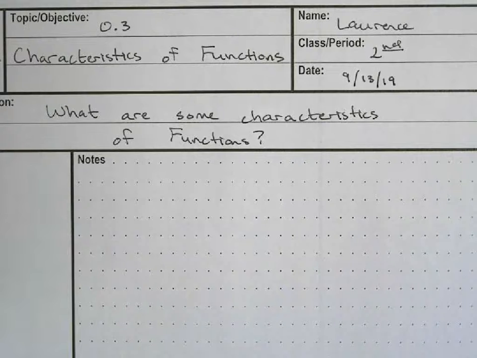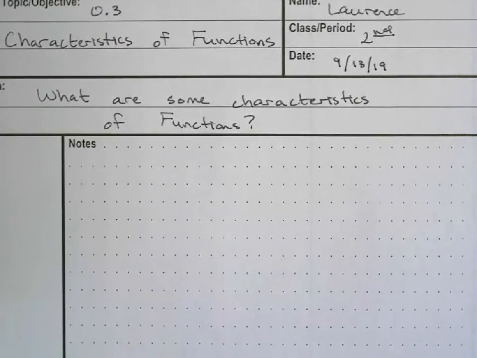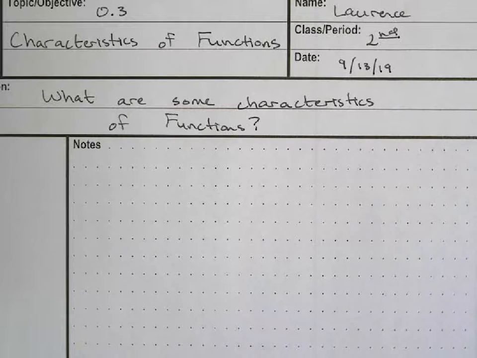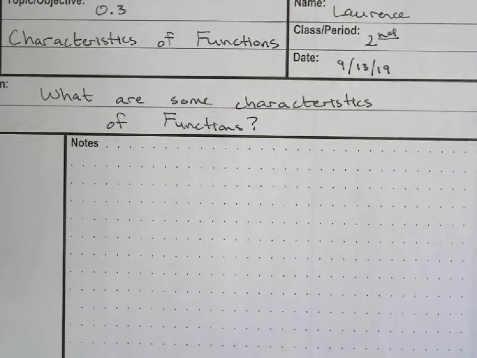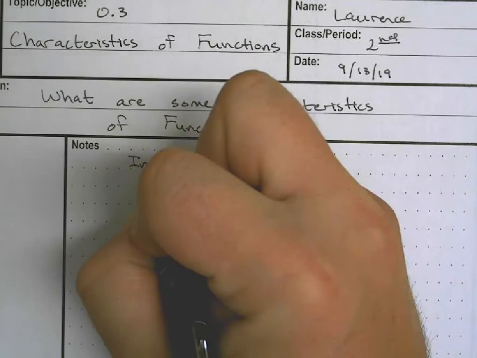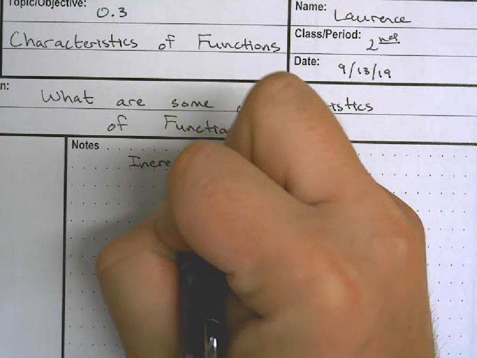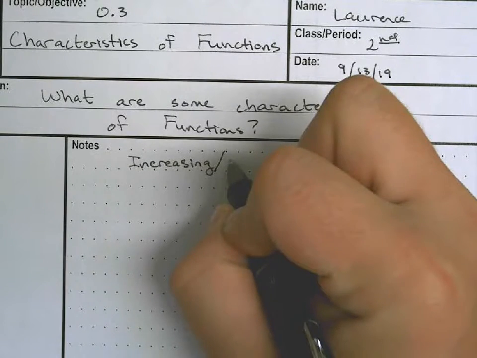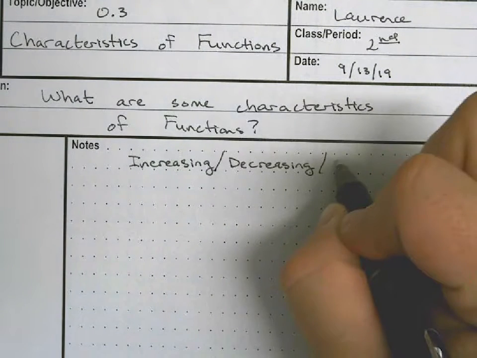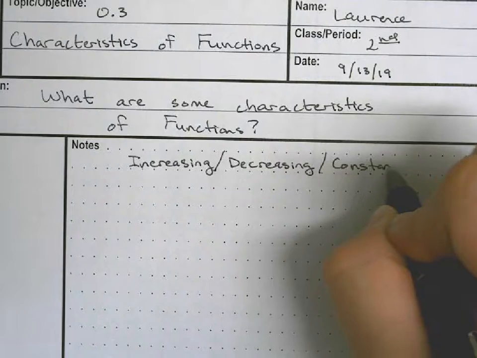We have two different types of characteristics that we'll be looking at today. And we've used some of these words already in class. So we've heard these words, but now it's time to give them some formal definitions and start using them more formally. So the first idea we're going to be looking at is increasing, decreasing, and constant.